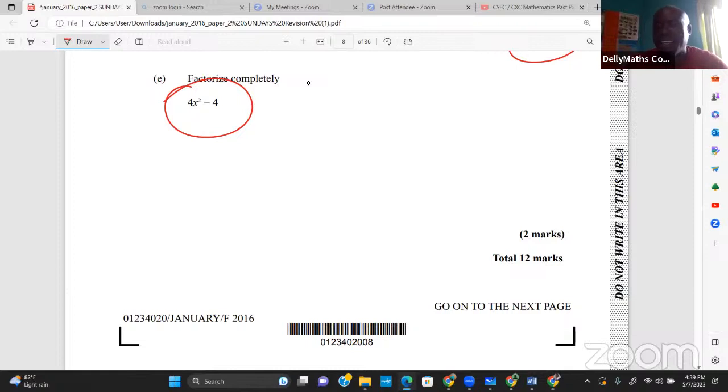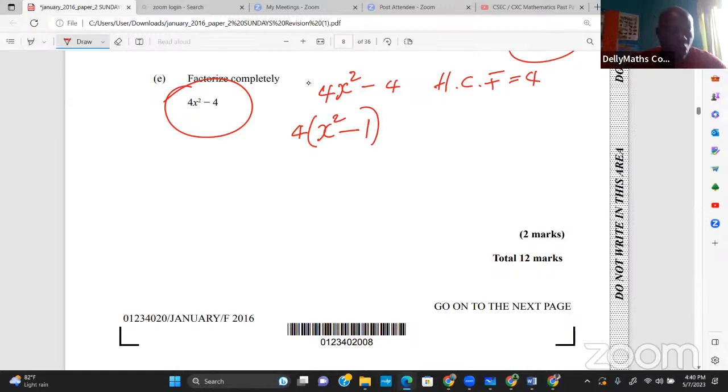First level of factorization, I always say to you, whenever you're going to factorize, check to see if there is anything in common all the way. And if you do check, you're going to realize that 4 is the highest common factor right now. So if I take my highest common factor out, which is 4, 4 into 4x squared, I'm left with x squared. 4 into -4, I'm left with -1. Now, you see that I've done, this is 1 mark already, because I've done a factorization level.